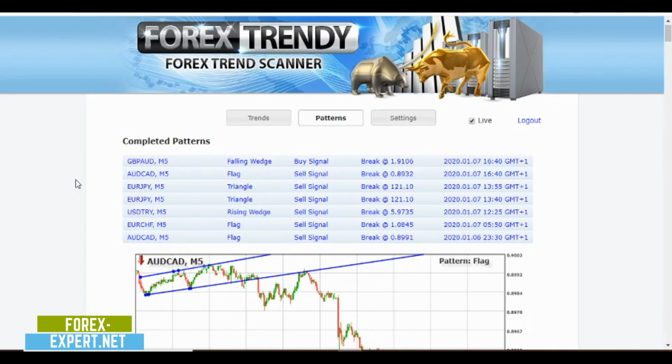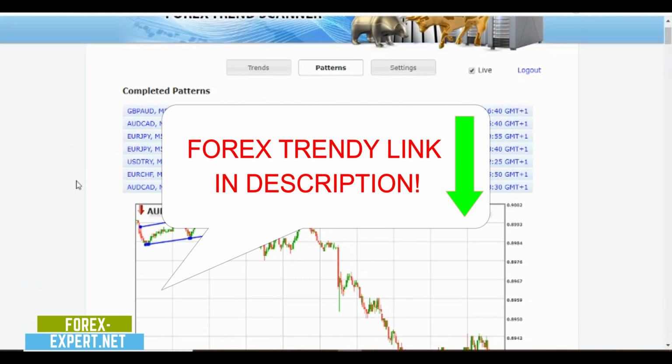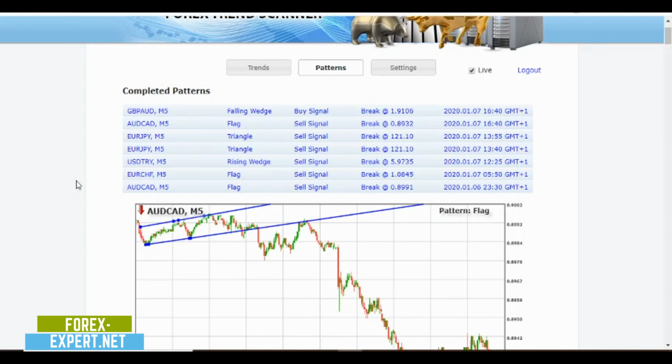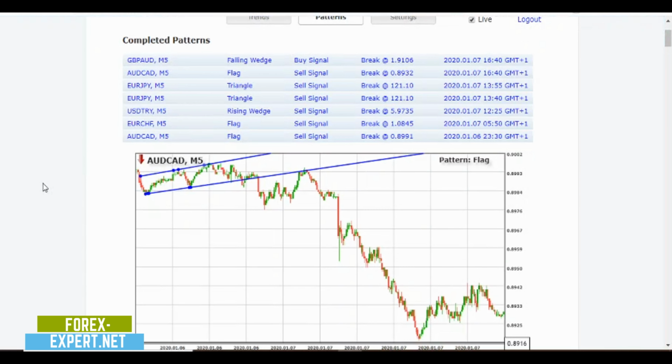So let's start. I will mainly focus on the 5-minute chart because I'm a day trader, and I know that many ladies and gentlemen out there are day trading, so I want to help them out. And let's start. The first trade of the day is the Australian dollar and the Canadian dollar. We have a flag sell signal, break at 89.91.